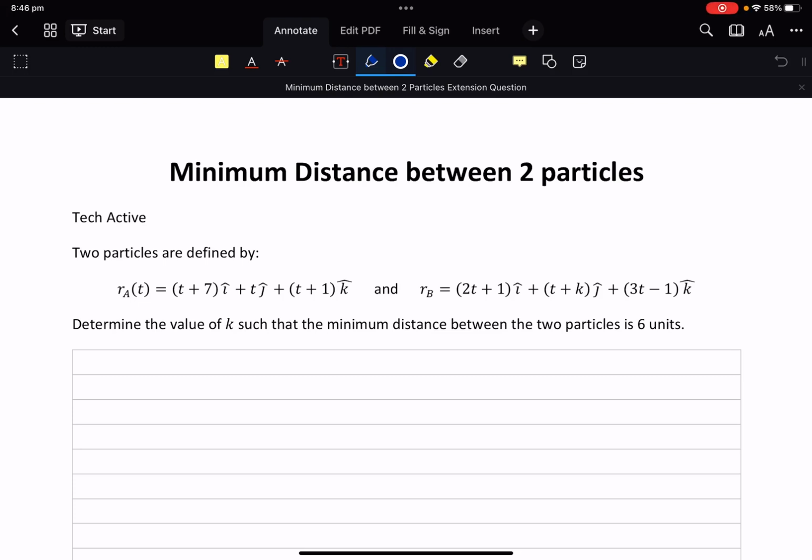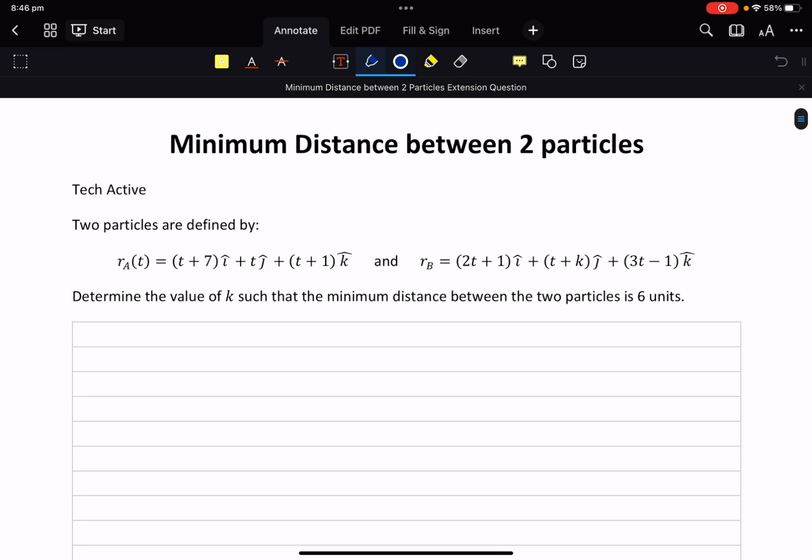Right, so hopefully you can press pause and give this a bit of a shot before you watch the solution. Now for the solution, let's go particle B.